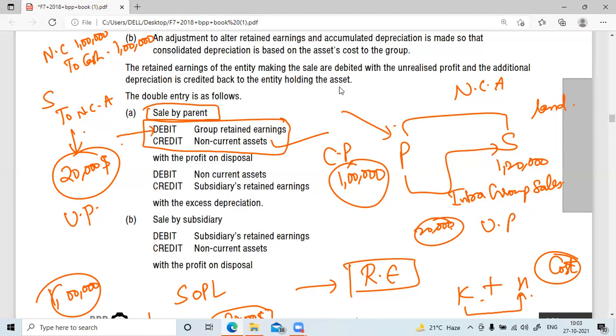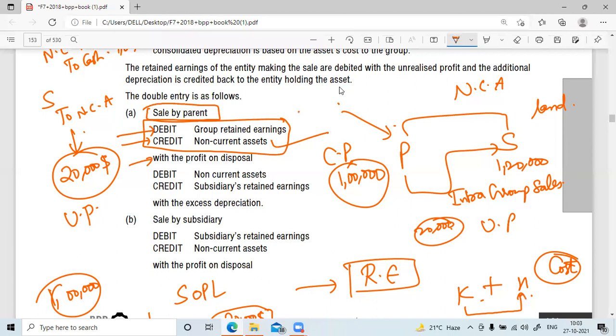Debit the retained earnings and credit the non-current assets, whatever the profits they made on disposal, that means when the parent sold the goods to the subsidiary. They are giving two entries here. The first entry is nothing but the consolidated adjustment, group retained earnings to non-current assets.